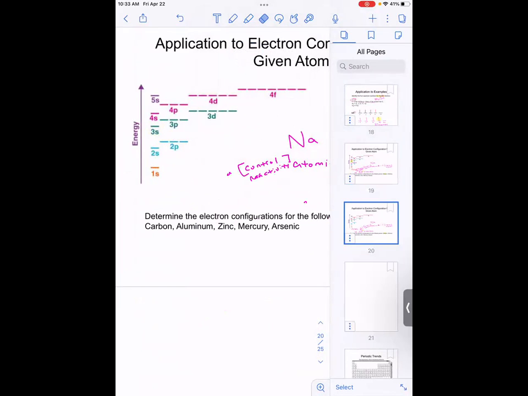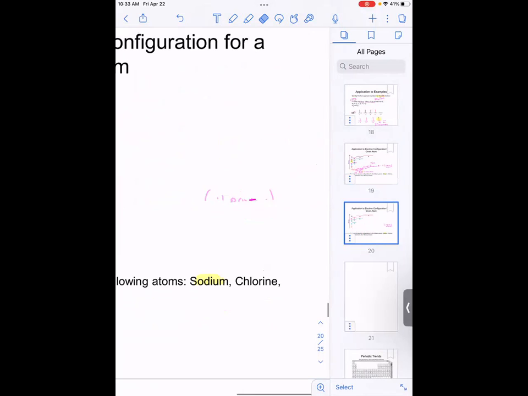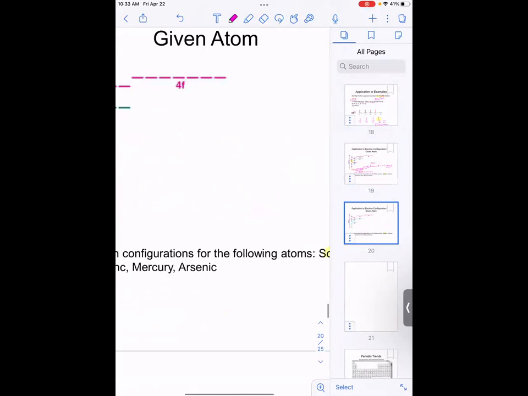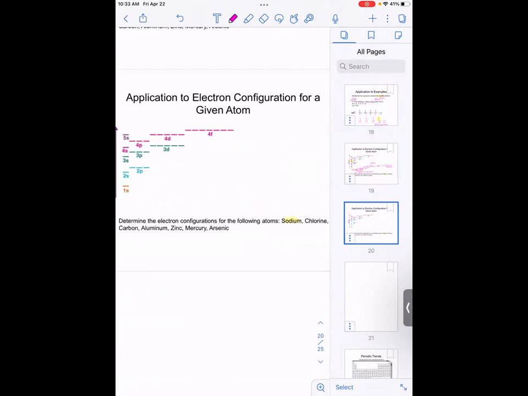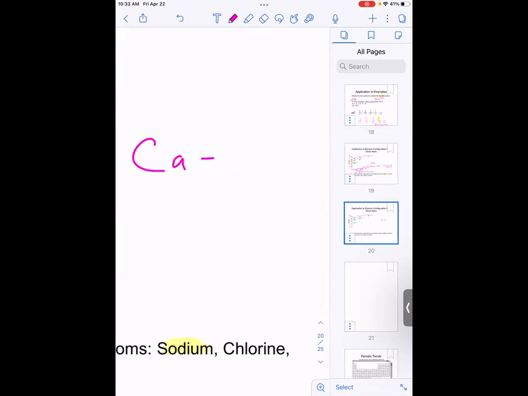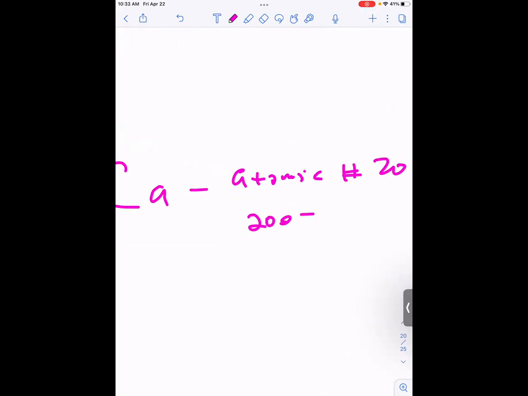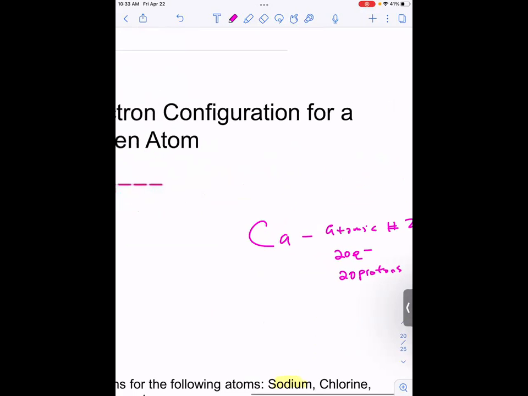All right. Somebody give me a group 2 element. Just pick one. I know we're gonna do the other ones down here too, but I wanna just pick one of those. Calcium. All right, let's do calcium. What's the atomic number? 20. All right, great. So it's got 20 electrons. It's got 20 protons.